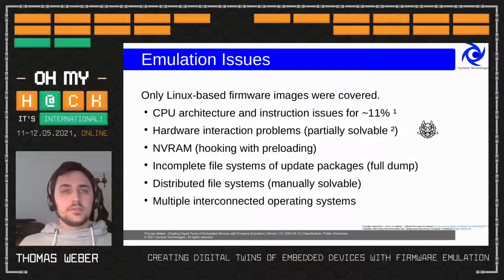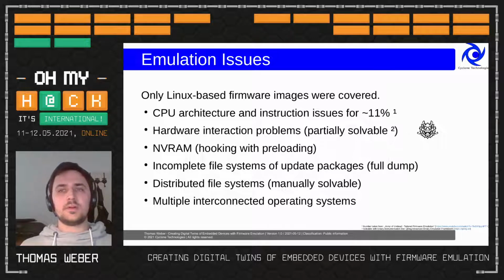In the whole work, just Linux-based firmware images were covered, of course, because Buildroot is just a build system for Linux-based firmwares. And I've discovered that the CPU architectures and instruction sets of those firmware images that I've collected from across 50 vendors were emulatable in 89%. So I've only had issues on 11% of those firmwares. And the reasons were different.